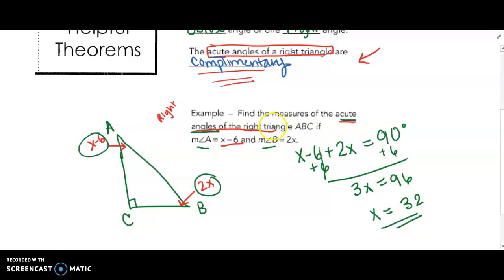Okay, but notice it doesn't tell us to solve for x. It says find the measures of the acute angles. Okay, so x minus 6 is this angle, so 32 is x. So this one has to be 26 degrees. And then here we have 2 times 32, which is 64 degrees. So here's the measure of my two angles here.